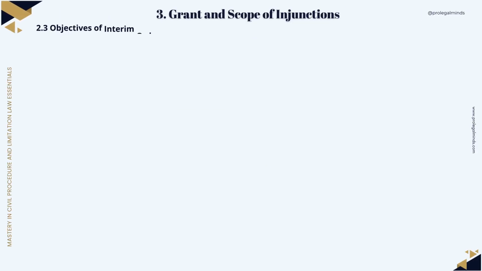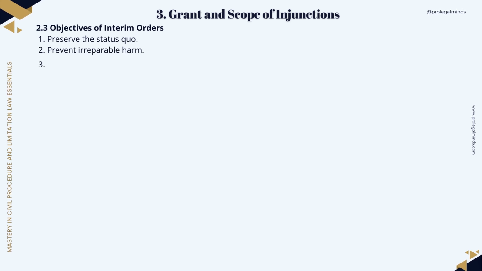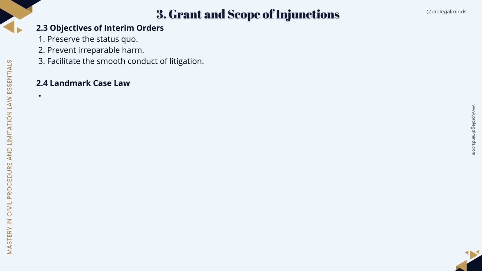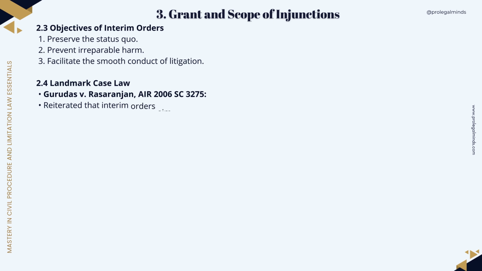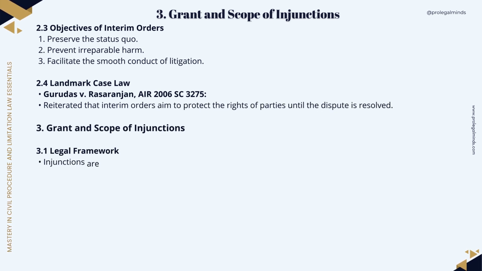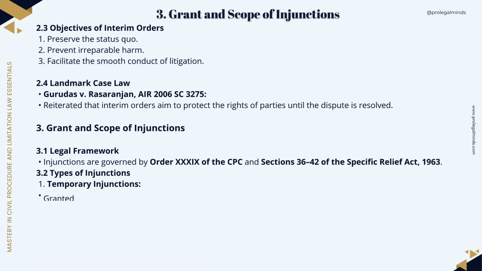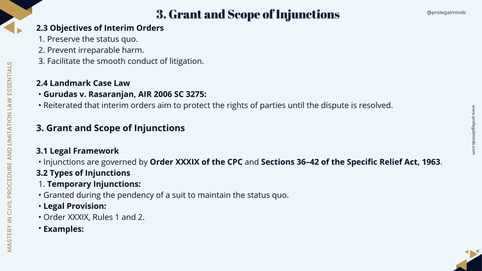Objectives of interim orders. These orders aim to: 1. Preserve the status quo, 2. Prevent irreparable harm, 3. Facilitate fair and efficient litigation. Landmark case law, Garudas v. Rasaranjan, AIR 2006 SC 3275, reiterated that interim orders aim to protect the rights of parties until the dispute is resolved.